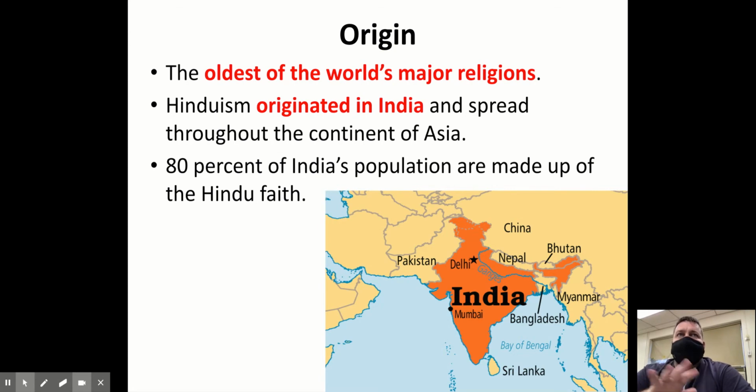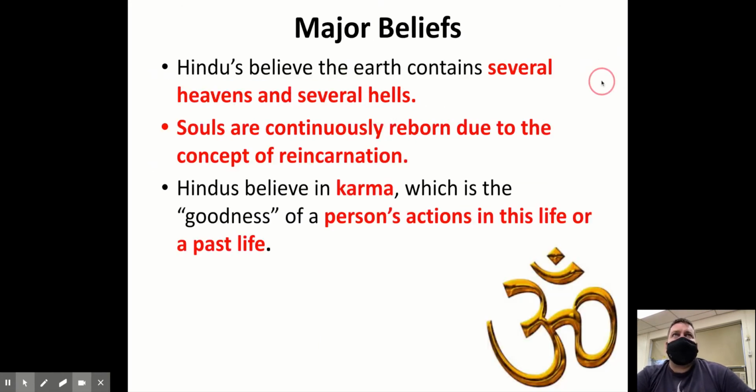Later on in the year we'll talk about the split between India and Pakistan and how that was based on religion also, but that's for another time. Suffice it to say, the origin of Hinduism is India, and there's like a billion of them. There are some others spread around the world too, but mostly in India.